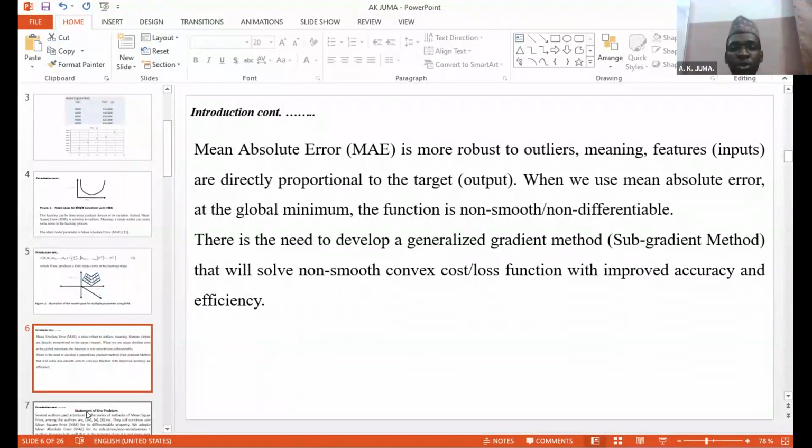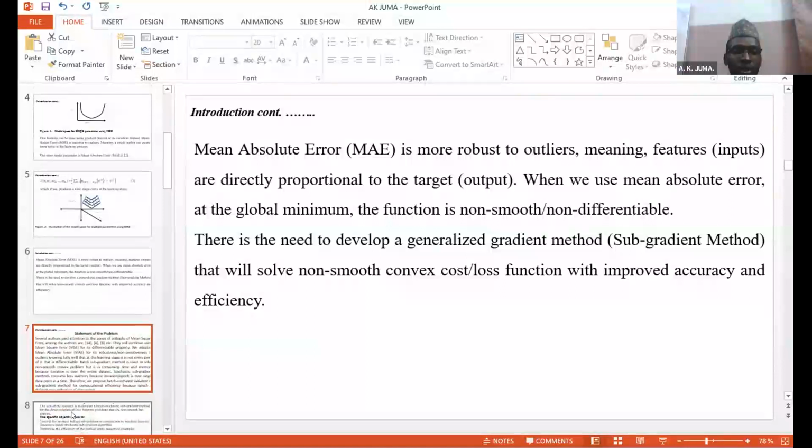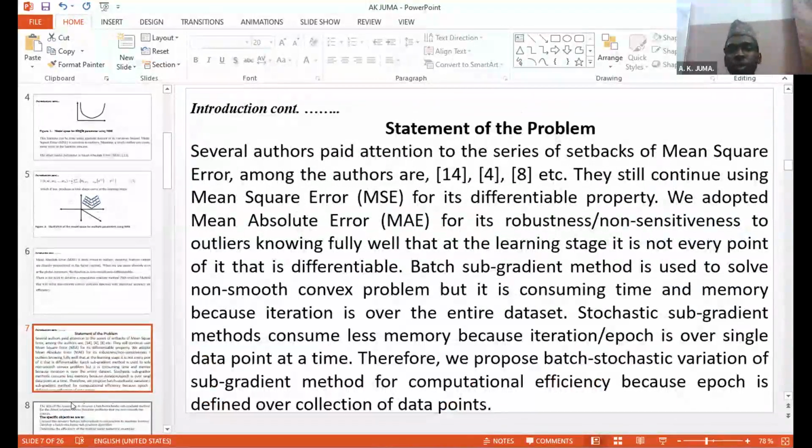That's why we say when you use mean absolute error, at the global minimum the function is non-smooth. There is a need to develop a generalized gradient method, called the sub-gradient method, that will solve the non-smooth convex loss function problem with improved accuracy and efficiency. During our research, we discovered that several authors have noticed the setbacks of mean square error and root mean square error. But despite discovering that, they continue to use MSE because MSE has a differentiable property. You can differentiate it because it has that square; you can drop down that square.